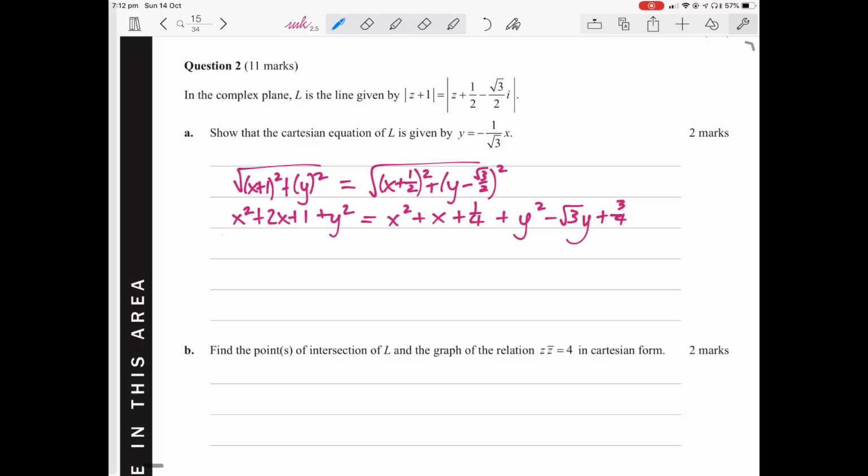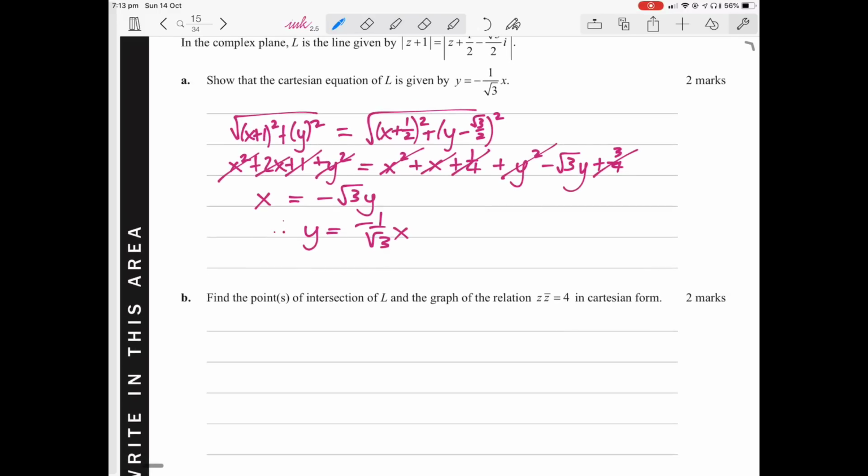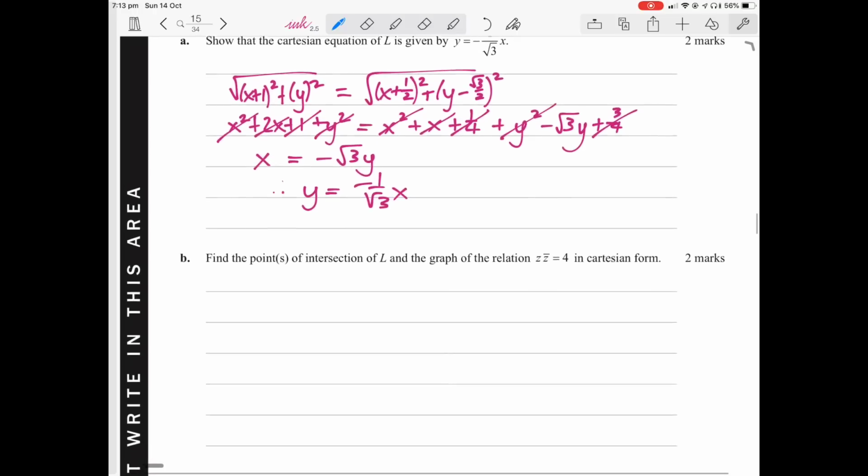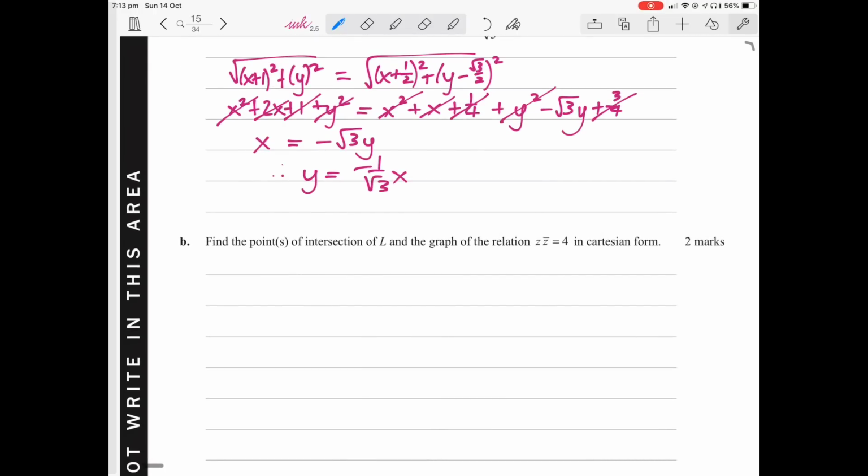Okay, so x squared, I've got an x on this side, that's those, y squared, here I've got 1/4, 3/4 and 1, they cancel. So all I did was I'll leave the x on that side, and I get equals negative root 3y, therefore y equals negative 1 on root 3 x. Find the points of intersection of L and the graph of the relation z bar equals 4.